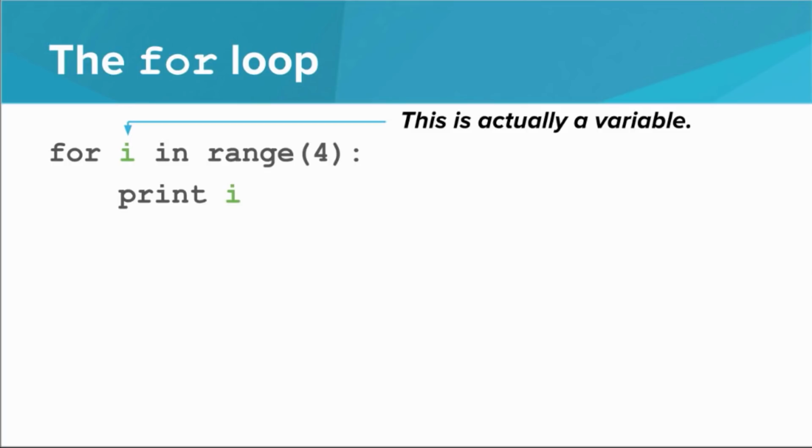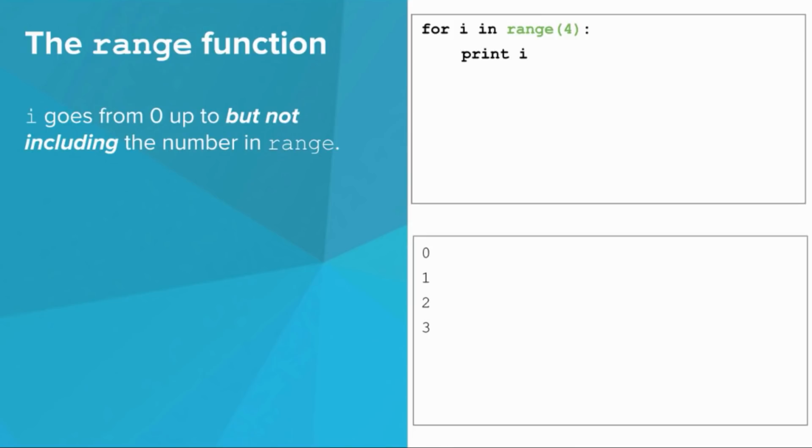In a for loop, I is actually a variable. More specifically, it's an int variable. It takes on a different value each time the body of the for loop runs. It starts at 0 and goes up by 1 each time up to, but not including, the number given to range. The range function is what determines which values are assigned to I each time the body of the for loop runs. Changing the number in range changes what value I reaches before the for loop ends. In this case, it reaches 5, which is 1 less than 6.